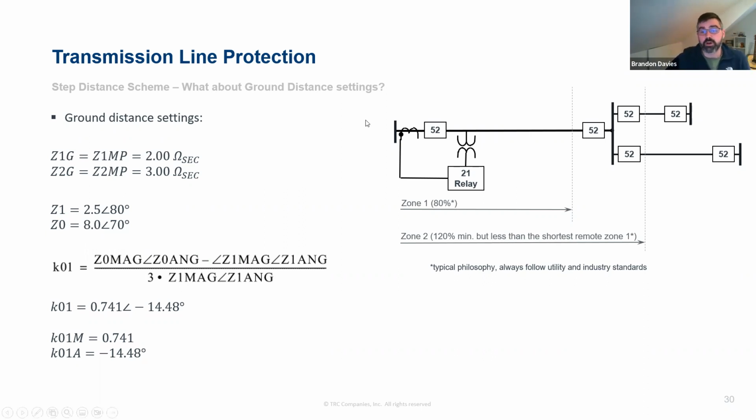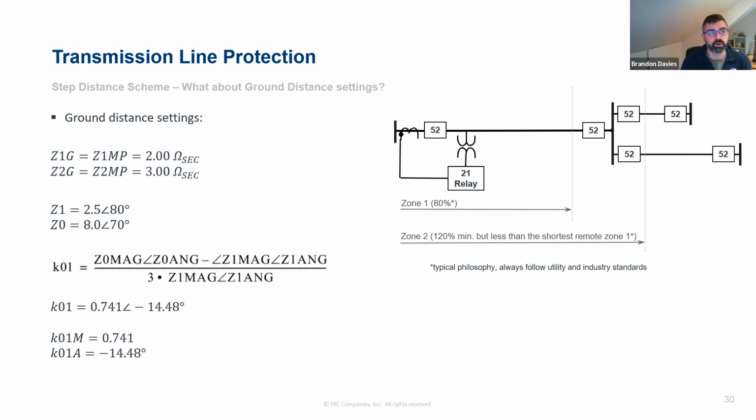So that's basically all you've got to do for your very basic step distance settings example. This is the same calculations we would go through as practicing relay engineers when we go to approach a line protection package.